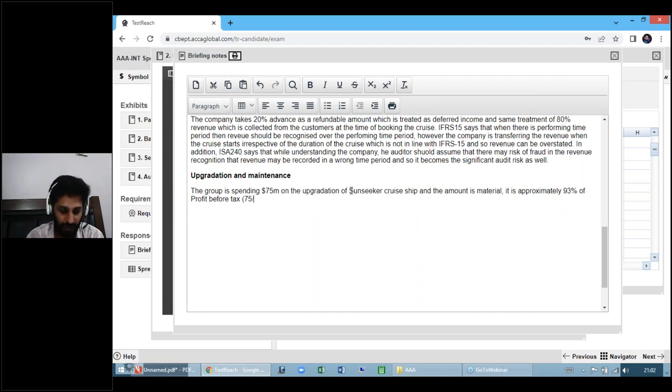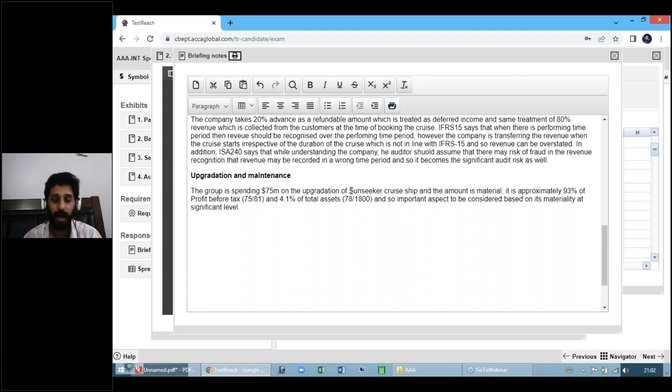That is 75 divided by 1800, which is 4.1% of total assets. You should show the calculation. So this is an important aspect to be considered based on its materiality at a significant level. Now, what is the correct accounting treatment?